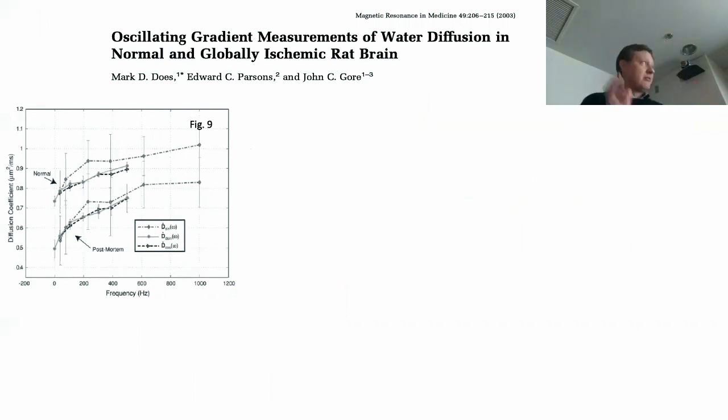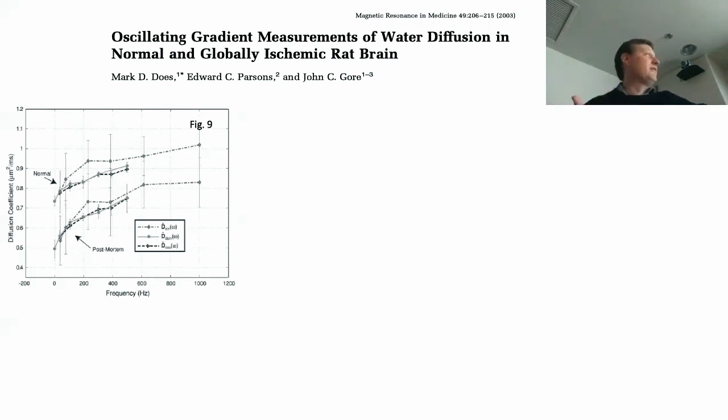So in a rat brain, this is normal rat brain, and this is globally ischemic rat brain. So clamp the artery and measure 10 minutes after. Basically, poor man's version of stroke, right? And you see that, of course, diffusion coefficient drops at low frequency. That's what we see as a stroke contrast.